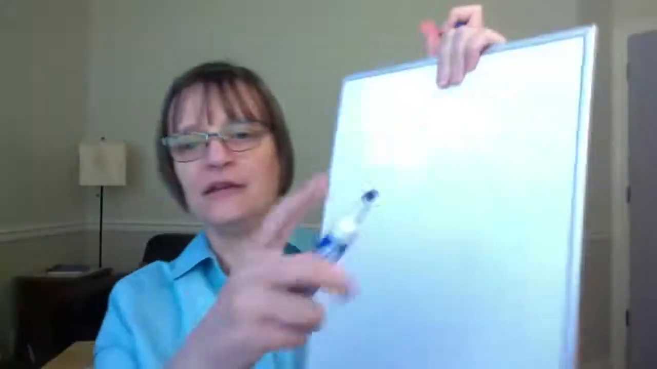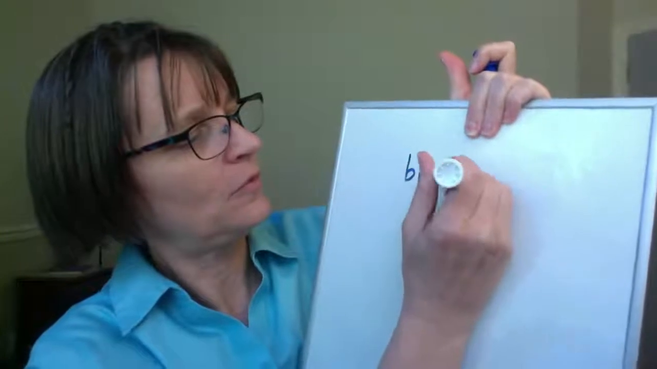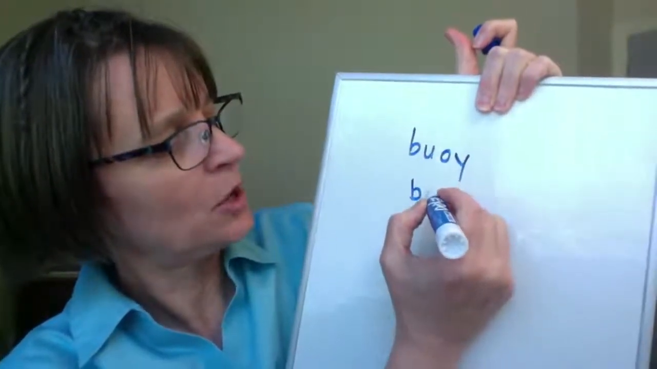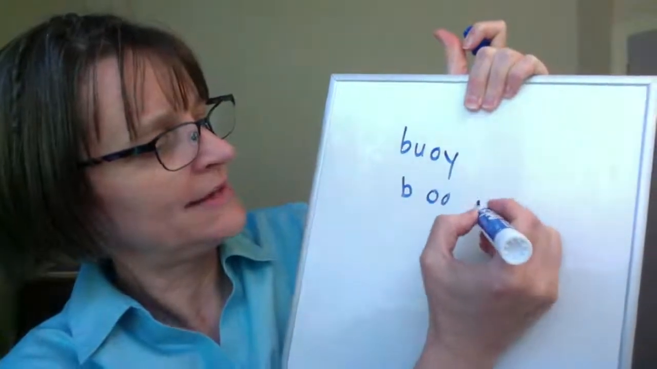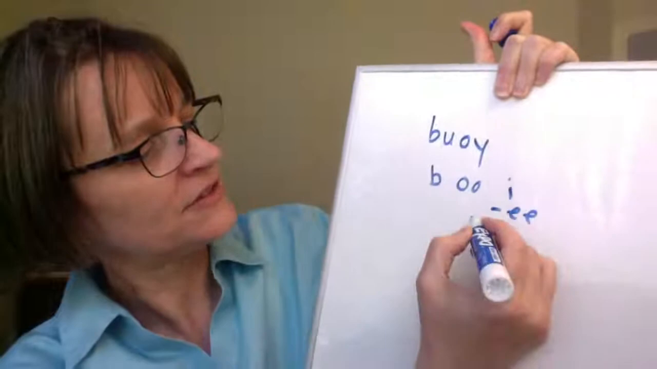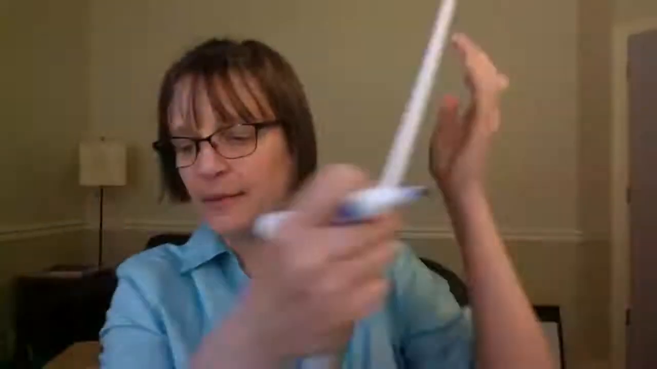We have a request for the word buoy. Yeah, that's a weird word, isn't it? So buoy is spelled with letters that don't really match how it actually sounds. It actually sounds like boo-e, buoy. And there's kind of a little hidden W in between. Yeah, that's a weird one. Good.